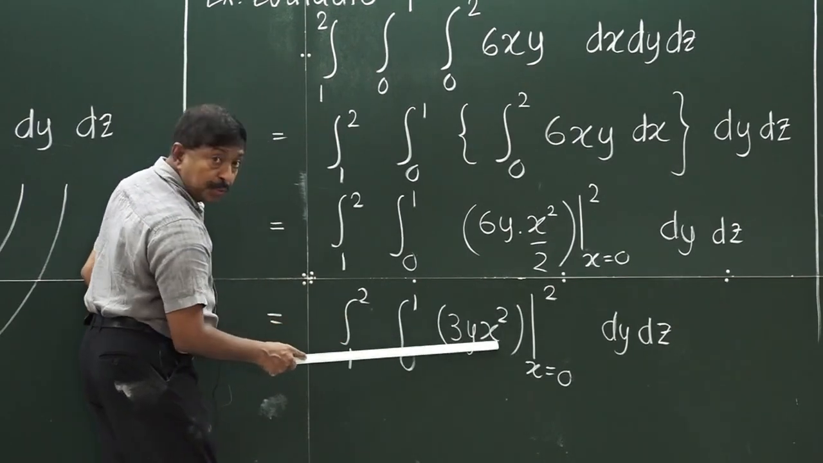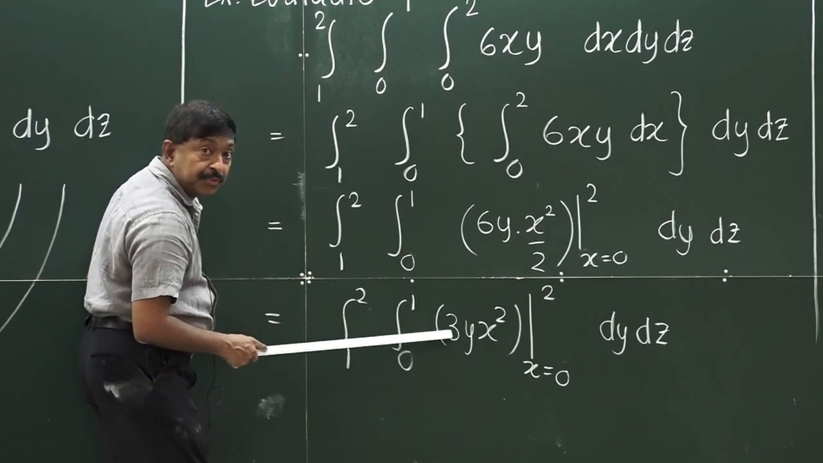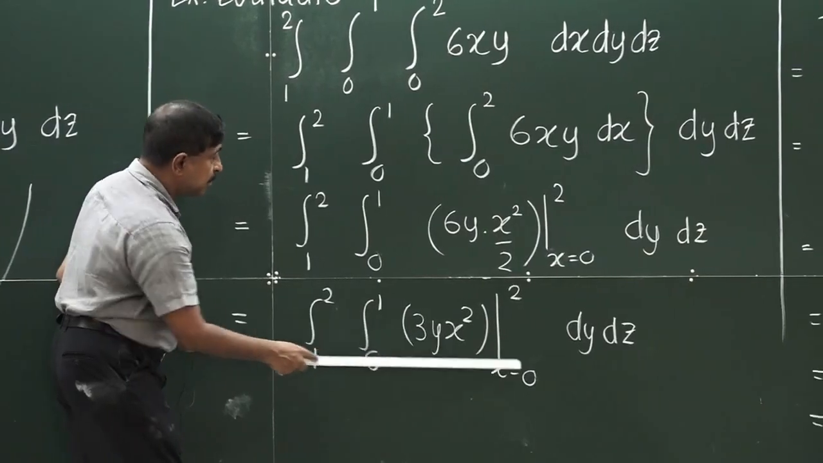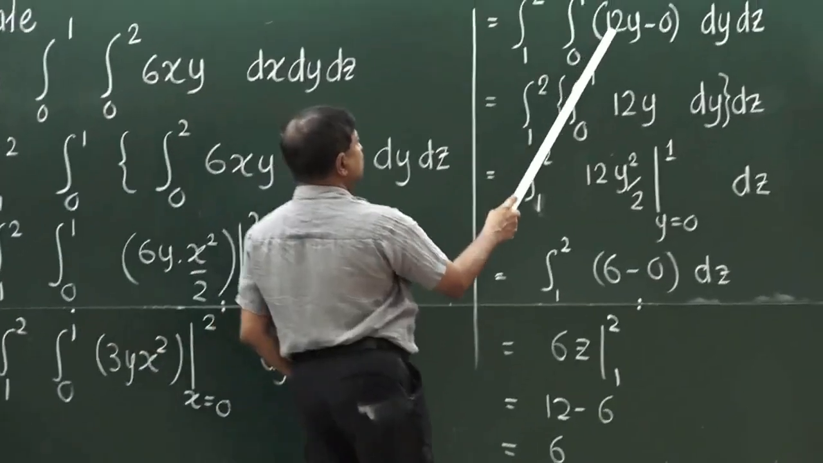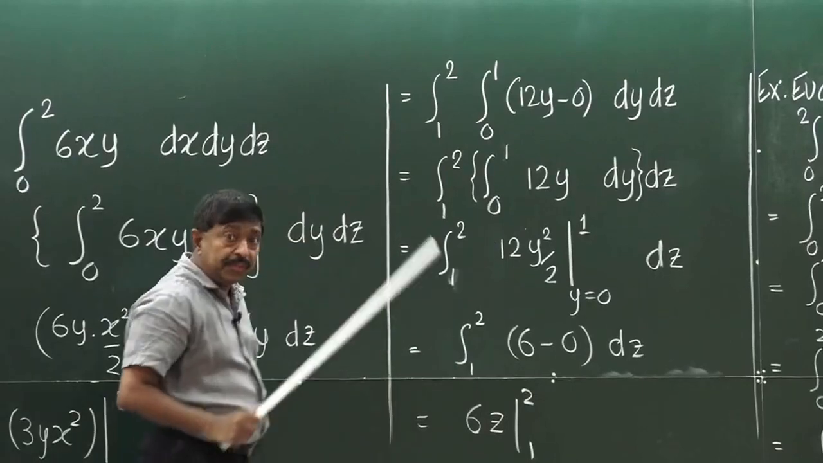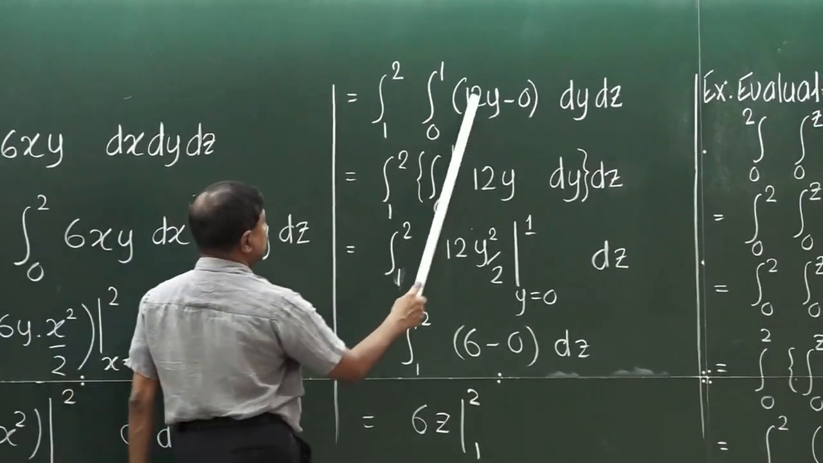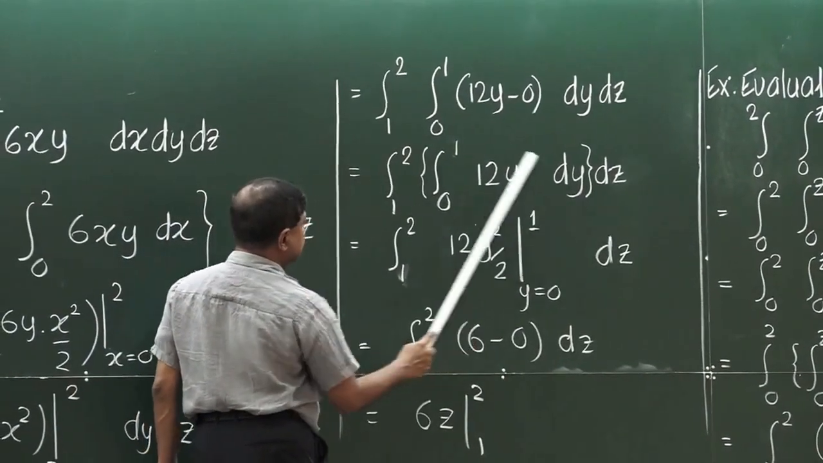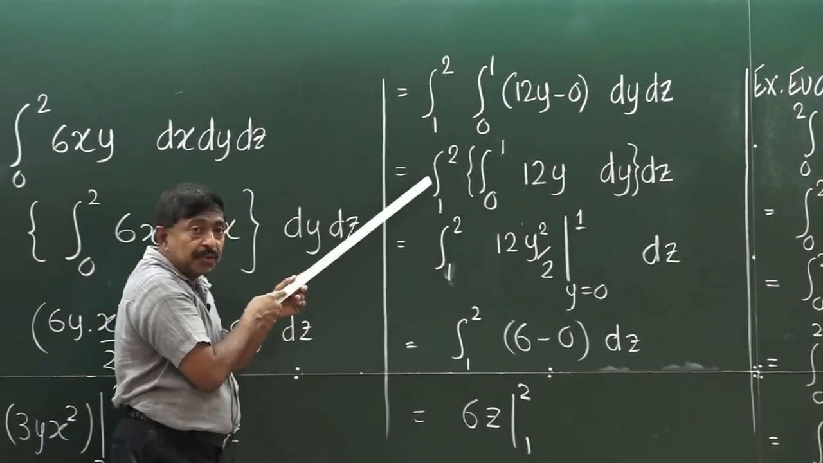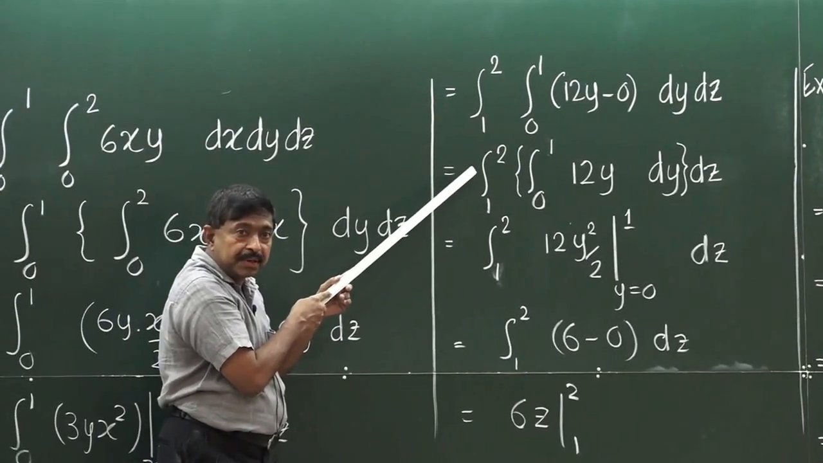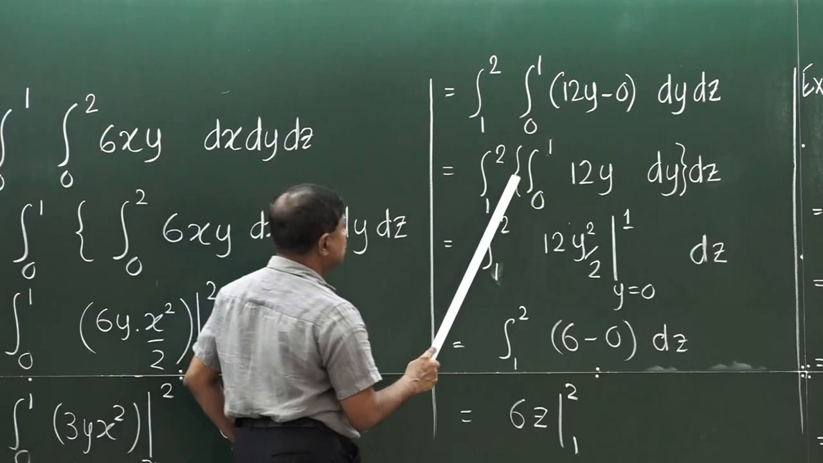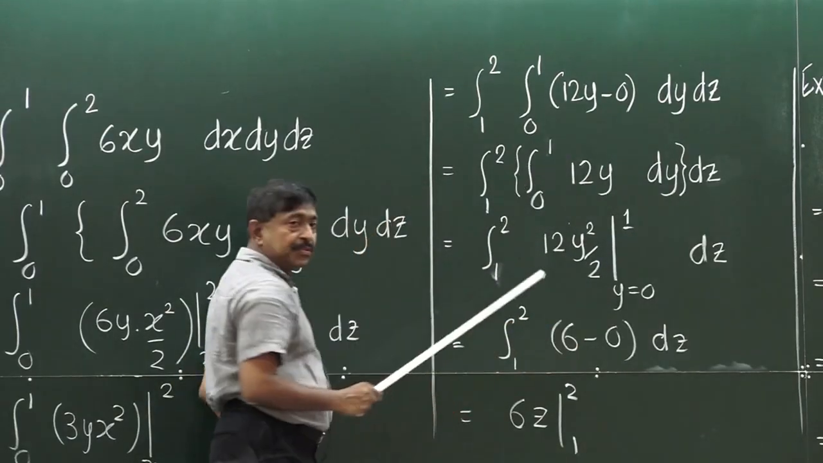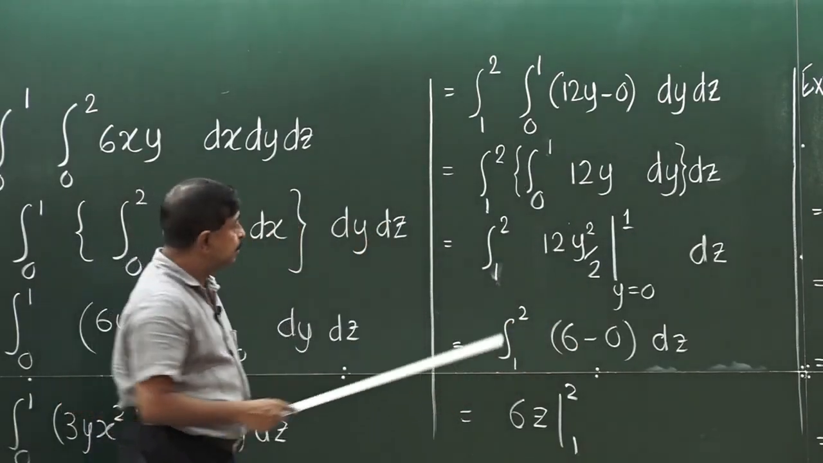So, if you plug in 2, 2 squared is 4, 4 times 3 is 12, 12y minus 0. After that, you can simplify this. Now, you are in the next level. Now, this is something that we are familiar with. This is a double integral. Again, you introduce a pair of braces just to make it a little simpler.